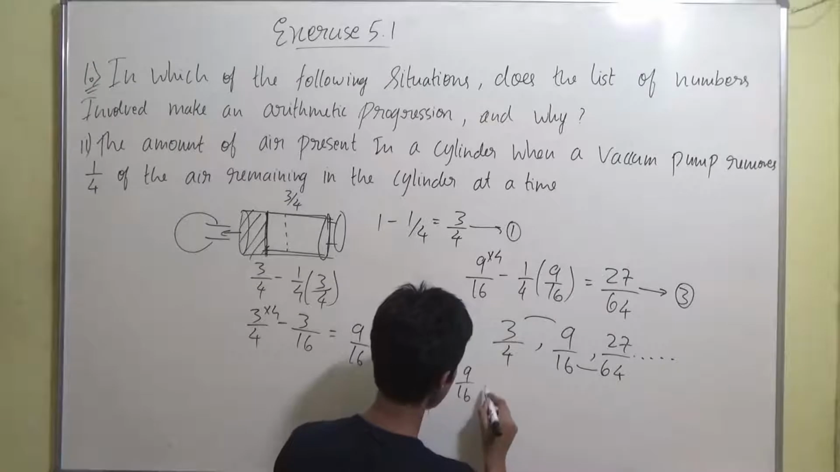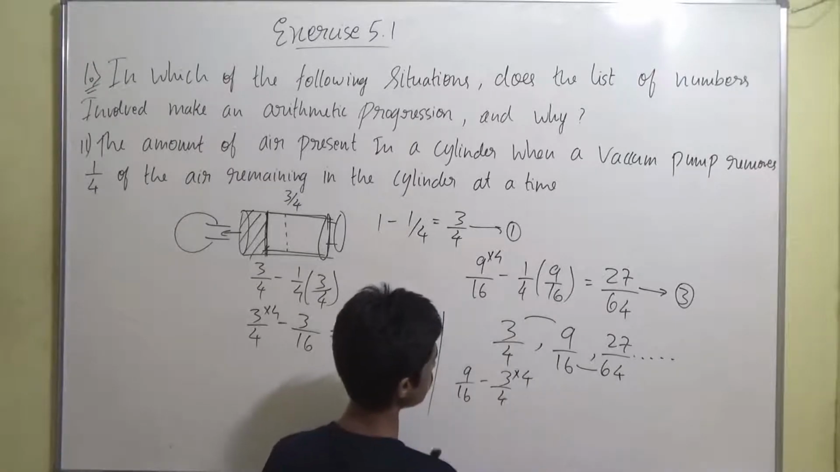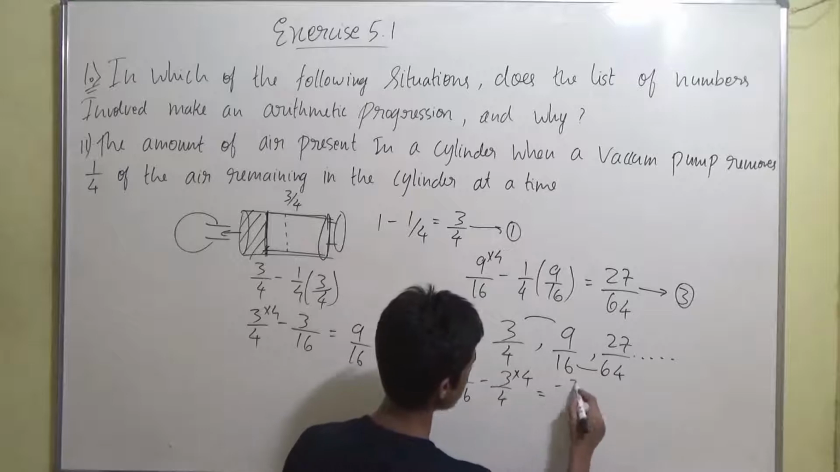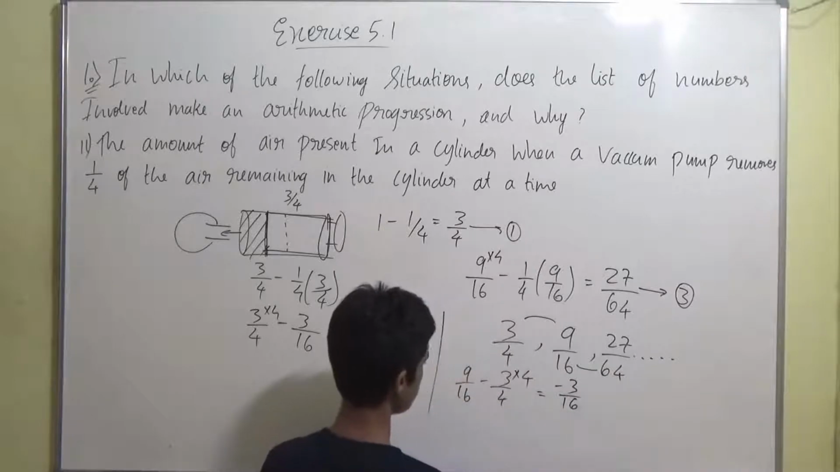9 by 16 minus 3 by 4. Here you have to multiply by 4. In the last step I had multiplied here by 4, so it came out positive. Actually it's going to come out negative now. This is going to become 9 minus 12 by 16. That is minus 3 by 16, right? Correct now, guys? Yeah, it's minus 3 by 16.